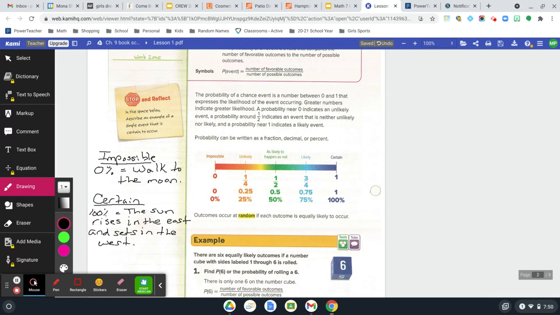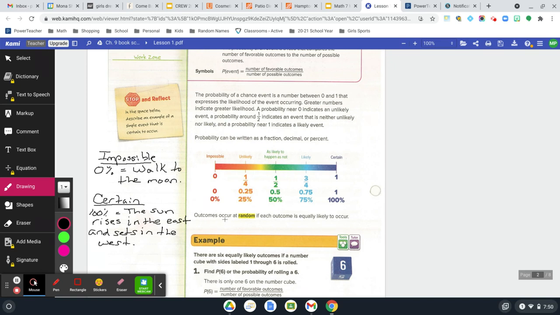And then you've got this in between, okay? Anything from 0% to 50% is unlikely to happen, unlikely for that probability to occur. When you get to 50%, it's as likely to happen as not. You have a good chance, but you also don't have a good chance. So, halfway, equally likely. And then anywhere from 50% to 100%, it's more likely that the probability is going to occur.